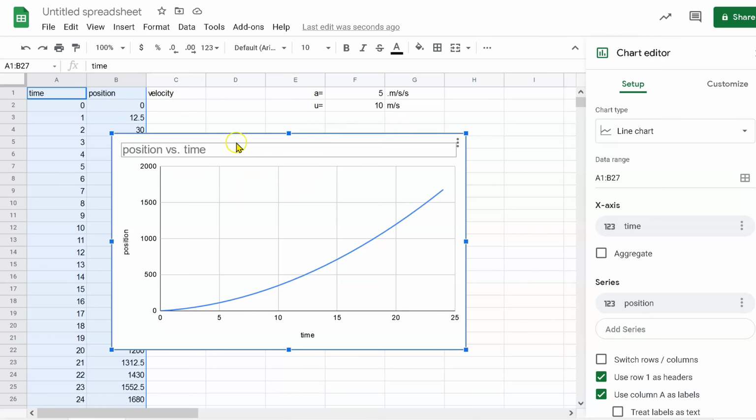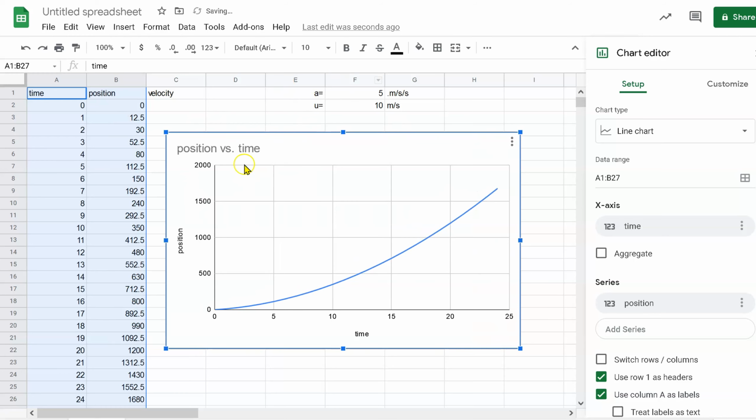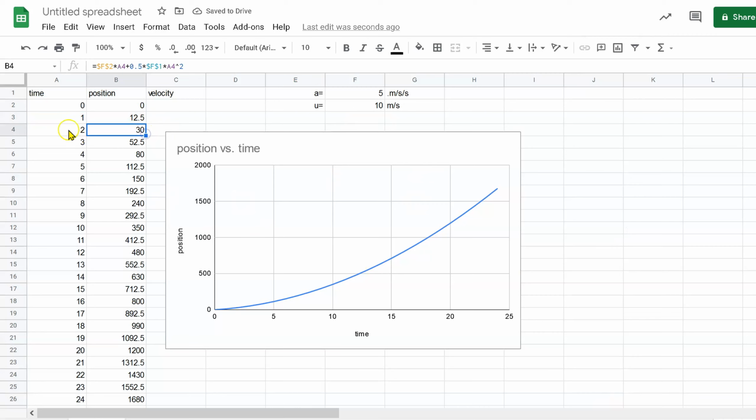So that's how it should look, and those are the tricks you need to make a graph like this in Google Sheets when you don't already have the data, but you know the numbers and you have an equation. You just need to translate the equation to a formula in Excel or Sheets.